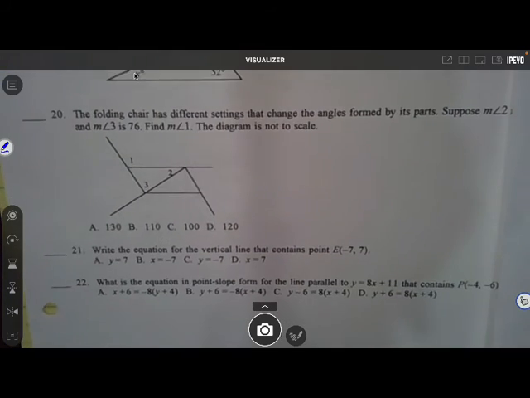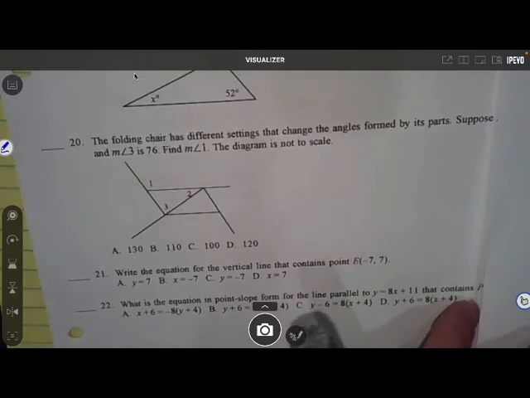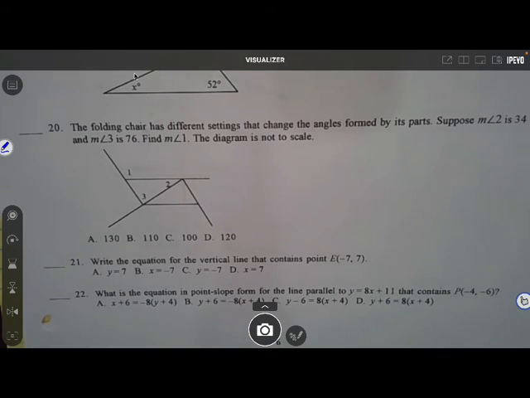It does seem confusing, but let me just fill in these numbers. It tells me that angle 2 is 34, so I'm going to write 34 right here. Angle 3 is 76. What's the measure of angle 1? 110. That is an exterior angle, so you add those together. 76 plus 34 is 110. Shirley was right. Good job, Shirley.